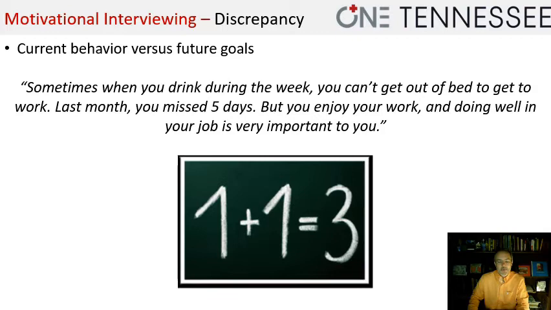1 + 1 = 3. We know that's not possible. 1 + 1 = 2. So that creates a discrepancy.